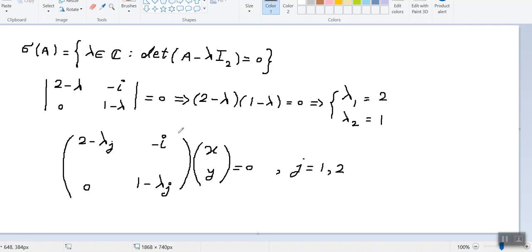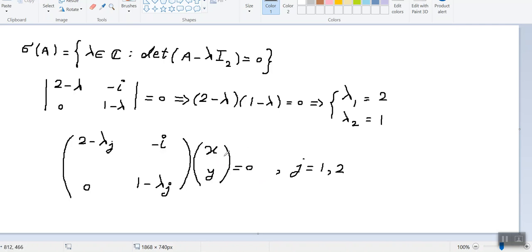Okay, it means you have to solve this system. I leave it to you. When you put lambda 1, solve this system to find the corresponding eigenvectors. Another time you put lambda 2 here, which is 1, and solve this system to find the eigenvector corresponding to lambda 2. This is easy, I leave it to you.